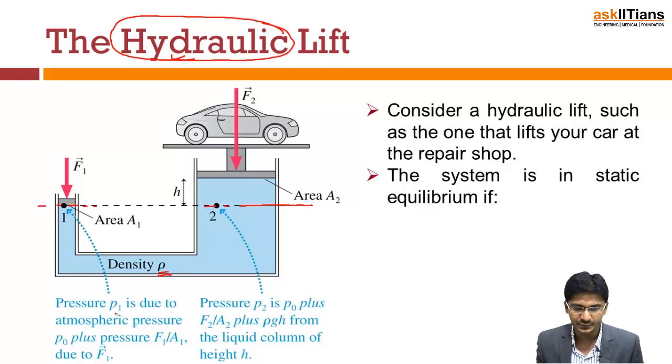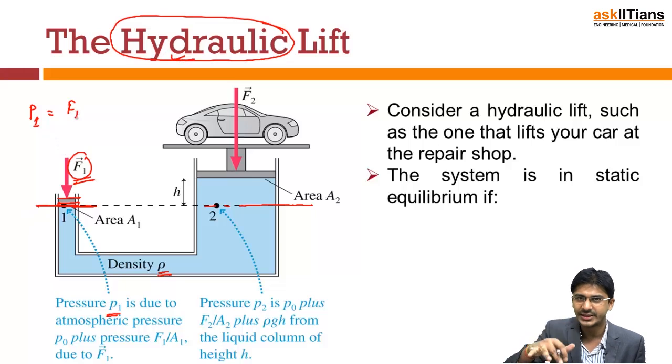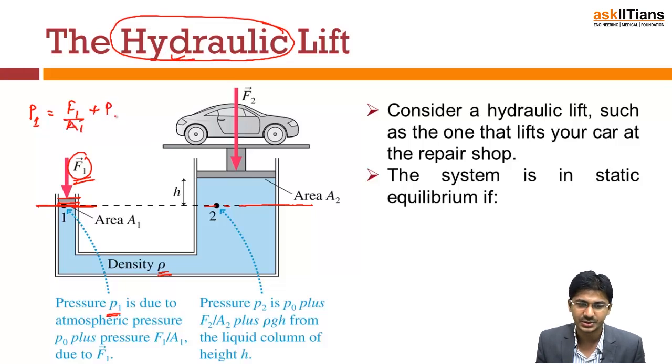Now the pressure P1 is due to the atmospheric pressure plus F1 by A1. What will happen if you press at this edge? Suppose you are pushing this with a force F1, its area is A1. What is the total pressure at 1? What is the total force? Total force is F1 that you are applying, the external force that I am pushing, and then the atmosphere is already there. So it is F1 plus the force due to atmospheric pressure. So the pressure due to me plus the pressure due to atmosphere. This is the net pressure at 1.